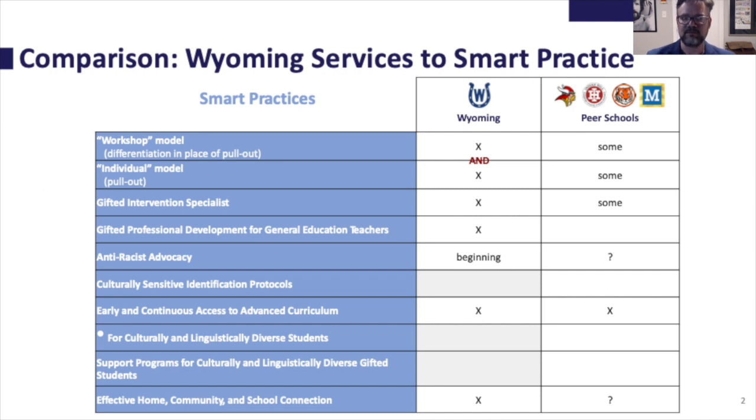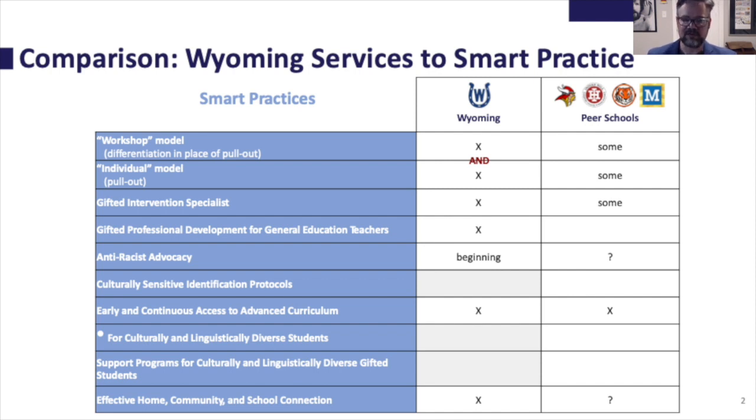Wyoming offers both through our AND model. We have differentiated learning and we have pull-out services. This is uncommon and we're fortunate to have it here. We have gifted intervention specialists and we have teachers who are able to deliver high quality gifted education because of the professional development that we invest in.